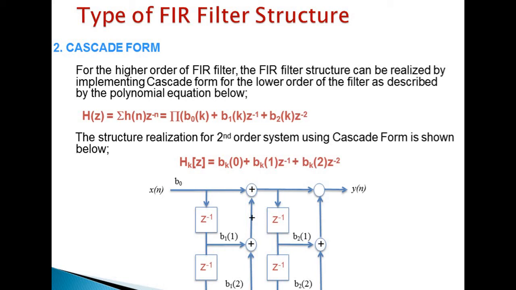So Hk of z is equal to bk0 plus bk1 z raised to minus 1 plus bk2 z raised to minus 2. As you know, h of z is y of z upon x of z. Here x of n is the input, which is multiplied by b0, then we get b1. To get z raised to minus 1 one delay is used, and to get z raised to minus 2 another delay is used. Then for the second cascaded section, the coefficients are b21 and b22. So this is a second order system realized in cascade form.